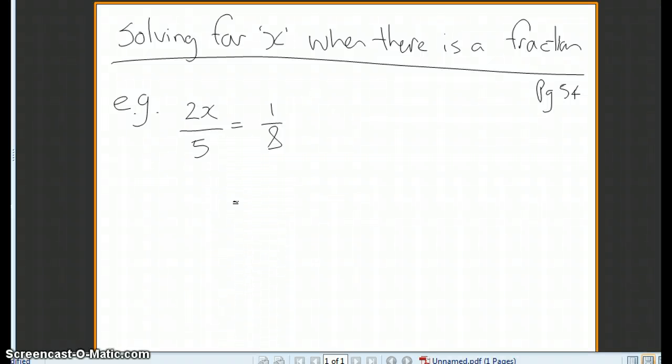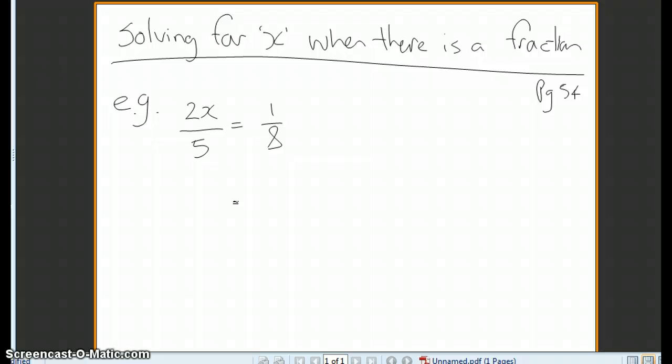Okay, we're ready. So we've got some fractions, and when you see a fraction in algebra, really we don't like fractions. Anyone tell me how you can get rid of a fraction? No? What you do to get rid of a fraction is you multiply it by its denominator.